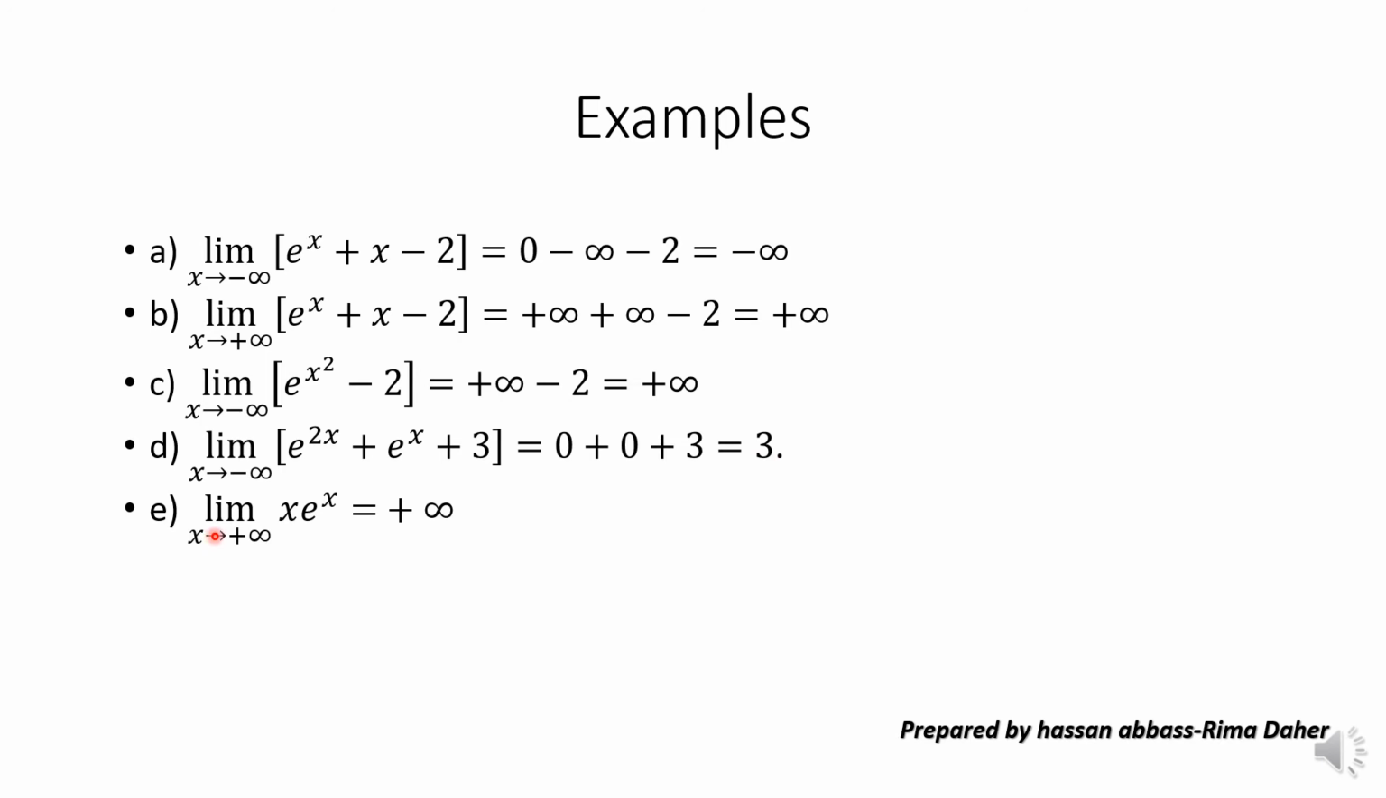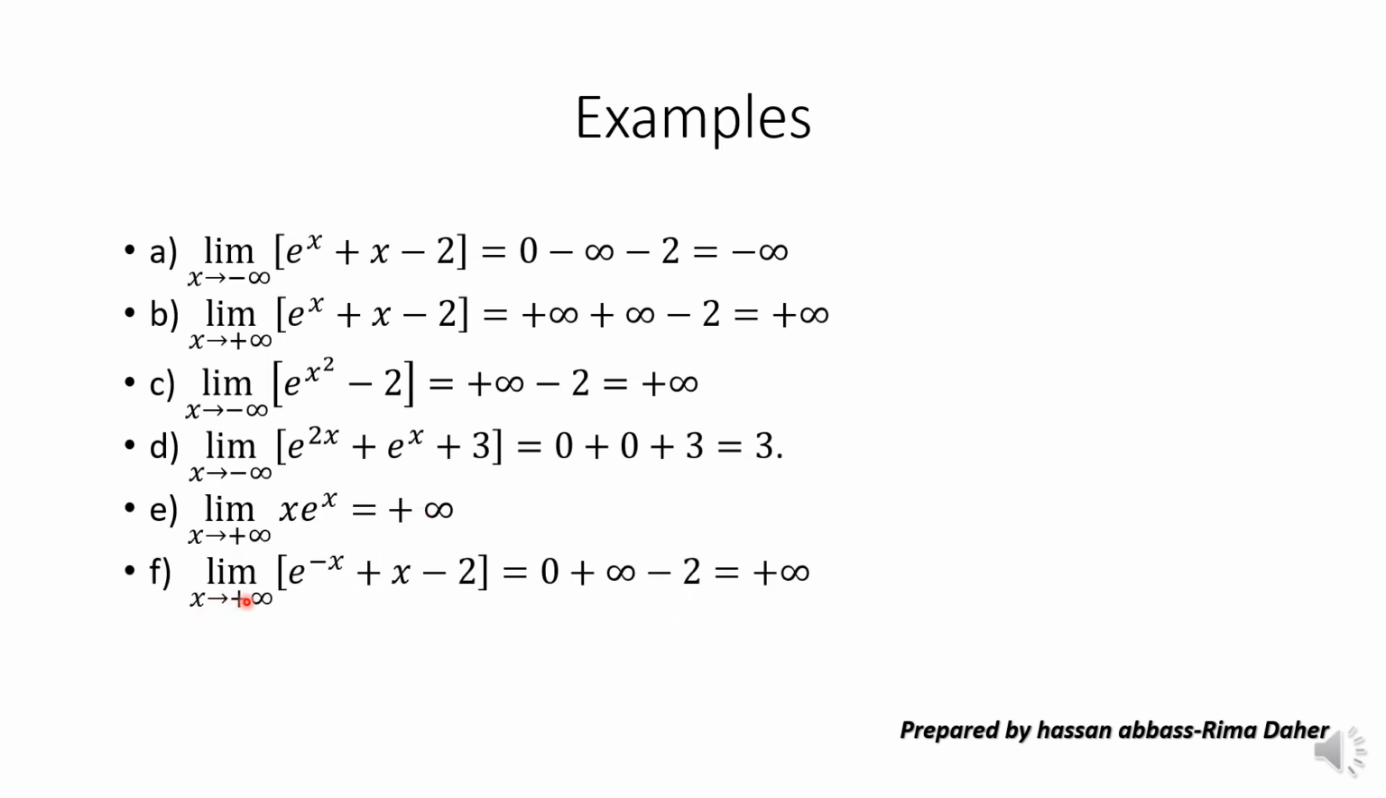Limit where x tends to plus infinity of x exponential x. Replace x by plus infinity in this value. We get plus infinity times exponential plus infinity, and exponential plus infinity is plus infinity. Then this limit is equal to plus infinity times plus infinity, equal to plus infinity.